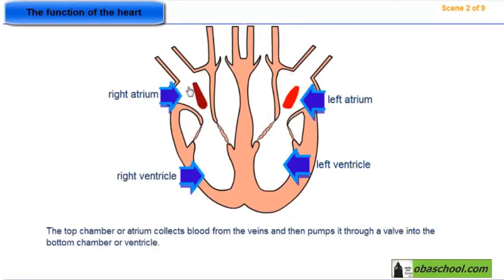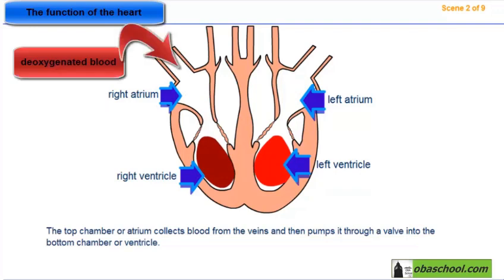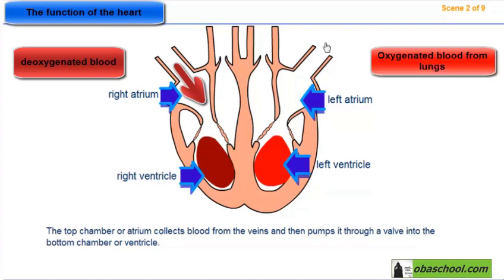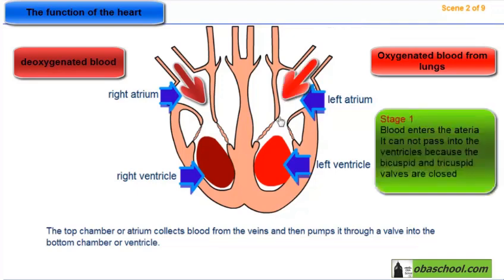So, as for the function of the heart, we know that blood goes from an atrium to a ventricle all the time. So on the right side, deoxygenated blood is collected in the right atrium. It cannot go into the right ventricle directly because the tricuspid valve is closed. So what happens is that when the right atrium is full of deoxygenated blood, the right atrium has muscles on it. It is going to contract. And the same thing will happen in the left atrium. The left atrium collects oxygenated blood from the lungs, and this cannot enter the ventricle because of the bicuspid valve, so the left atrium has to contract.